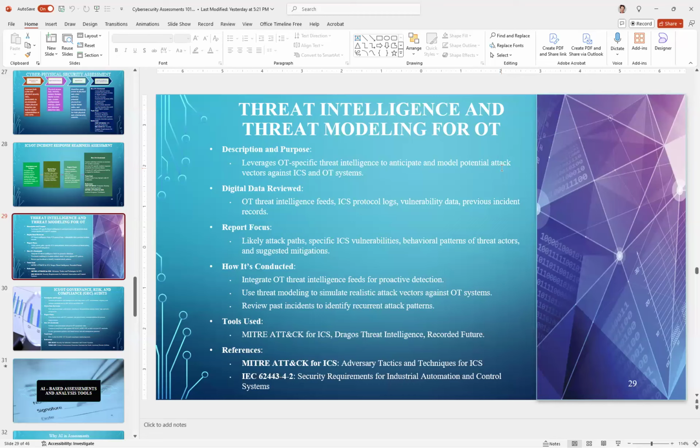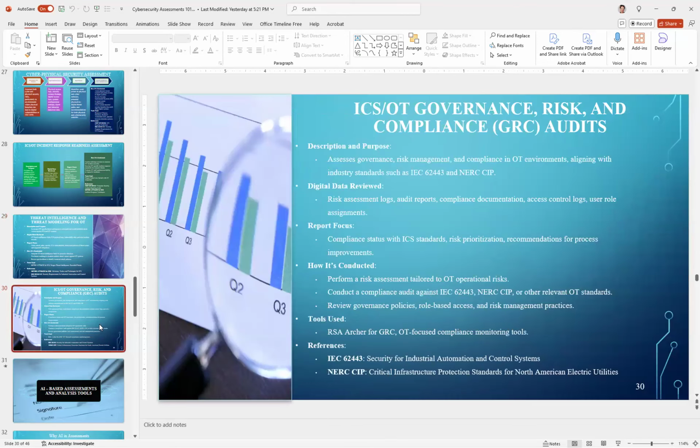It is conducted by integrating OT threat intelligence feeds for proactive detection and use of threat modeling to simulate realistic attack vectors against OT systems. And of course, they're going to review past incidents to identify any recurrent attack patterns. The tools used, again, are MITRE ATT&CK for ICS, Dragos Threat Intelligence, and Recorded Future. And your references are MITRE ATT&CK for ICS and IEC 62443-4-2. These sections change throughout the slides, and so you can specifically look at what needs to be addressed.